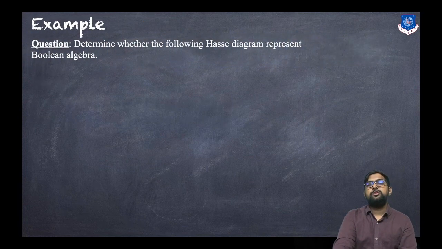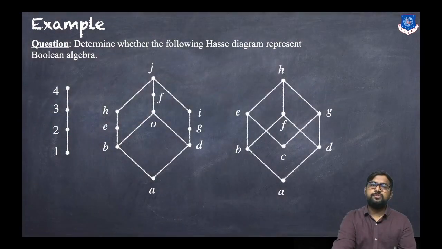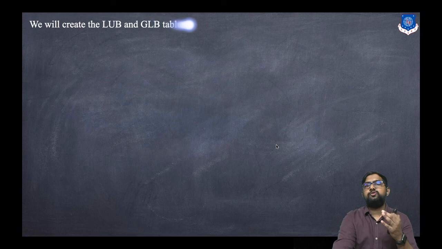The question is, determine whether the following Hasse diagrams represent a Boolean algebra. We have a total of 3 examples, so 3 Hasse diagrams. First let's proceed with the first one. We will first create the LUB and GLB tables.